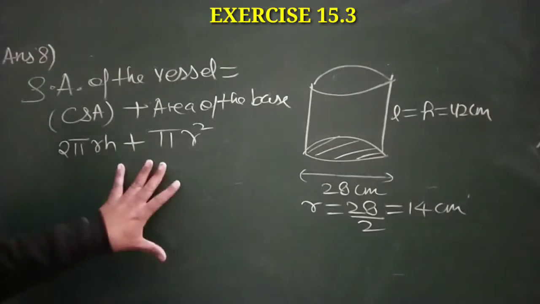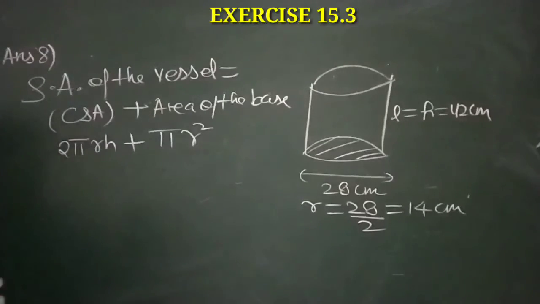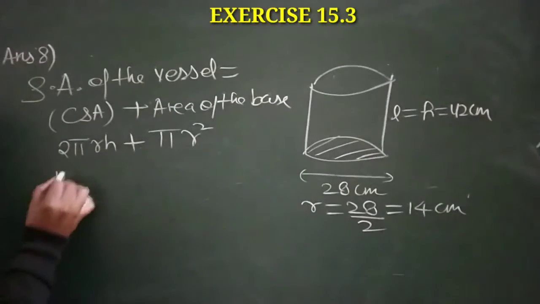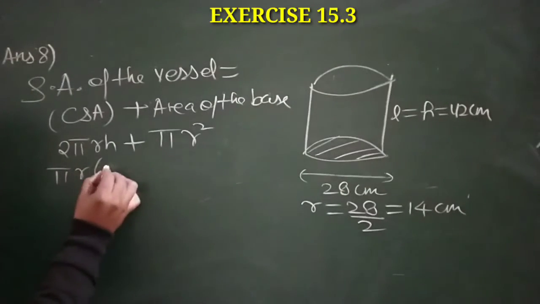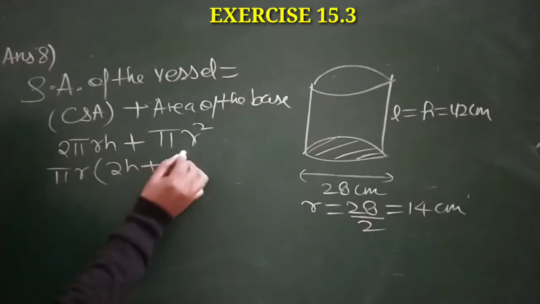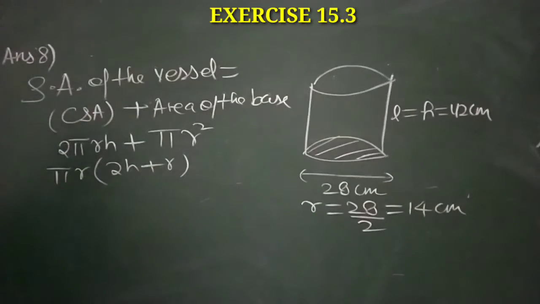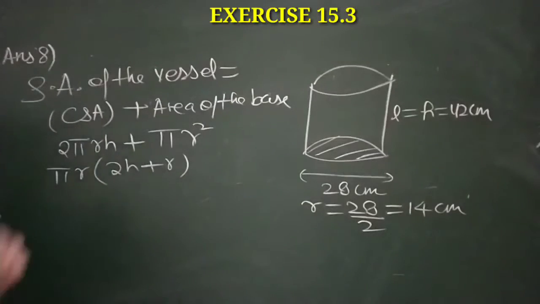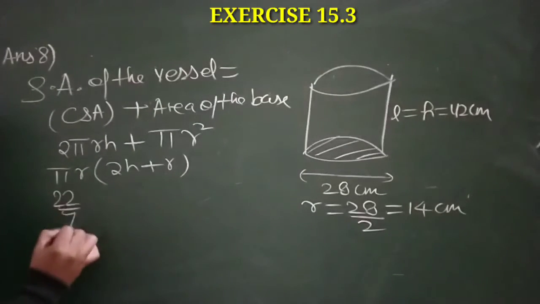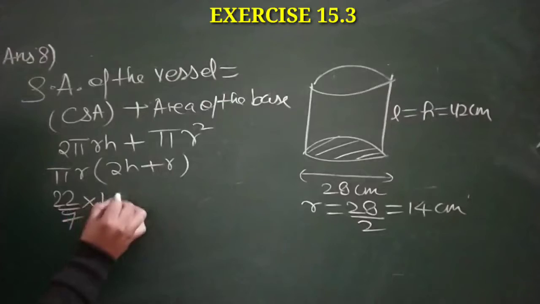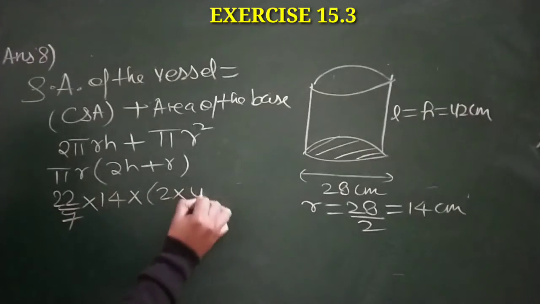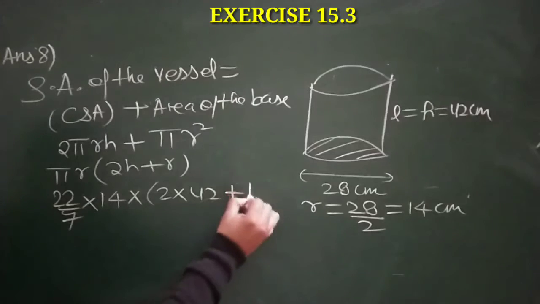Now we have to simplify this expression a little bit before substituting the values. What is coming common? Pi r. So take out pi r from outside. What is left here? 2h plus r. Now in place of pi, r and h, we have to substitute the values. It will be 22 upon 7, r we all know 14, into 2 into h, h is 42, plus r is 14.